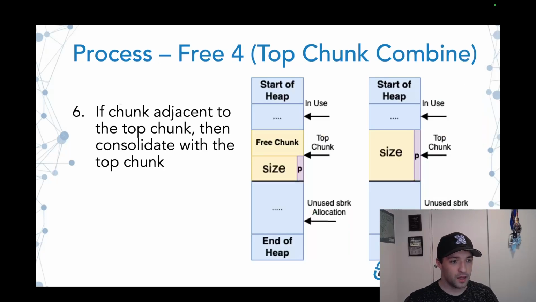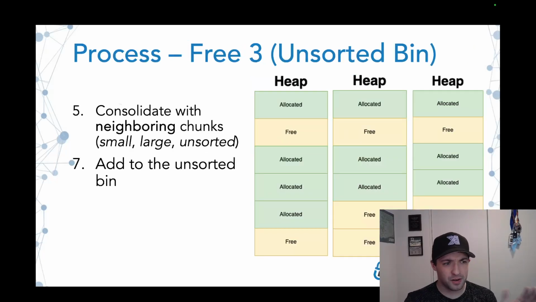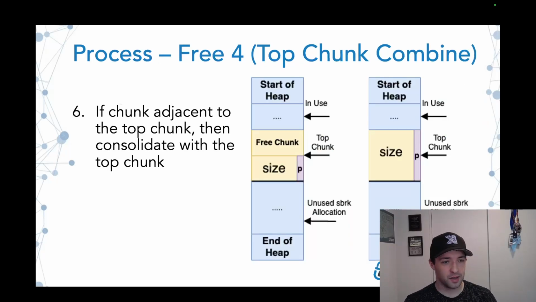For step 6, if the chunk is adjacent to the top chunk, then we'll consolidate with the top chunk. The reason I put this for 6 is it's kind of part of 5 because it's part of the consolidation process, but it feels like its own special case. So again, we have a free chunk right next to the top chunk, so it just extends the size of the top chunk.